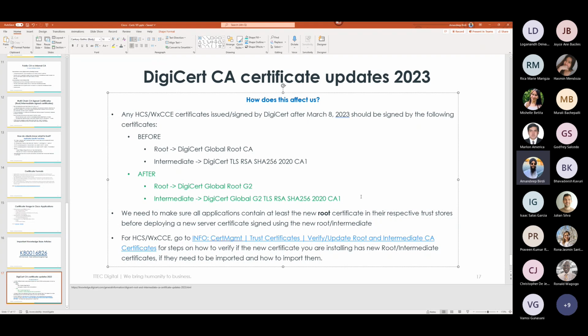We don't know all the places where an issue might come up. The best way to avoid it is to apply the new root and intermediate across the board in the entire tenant before applying any server certs. Now that process takes time. That's why it took so many changes for AFES, right? We did that for AFES.